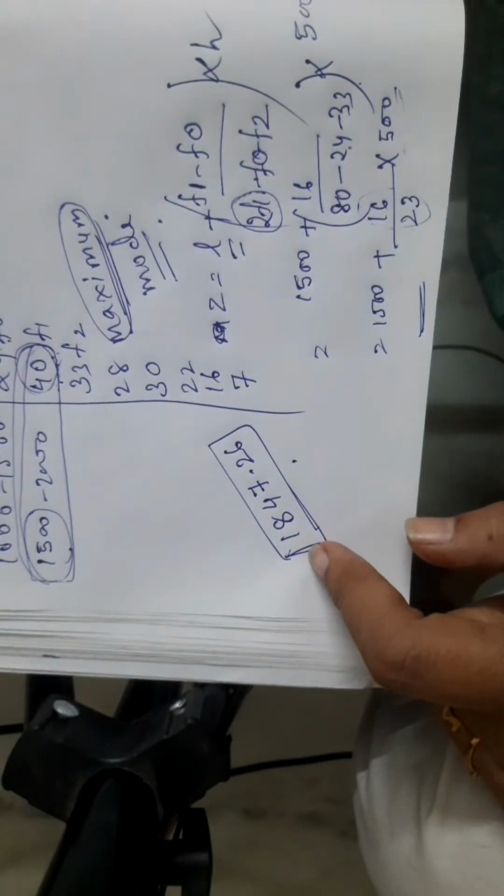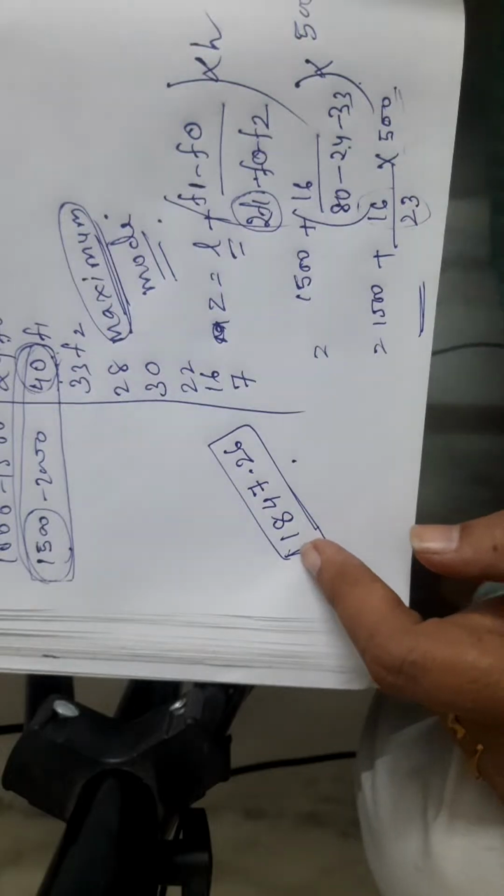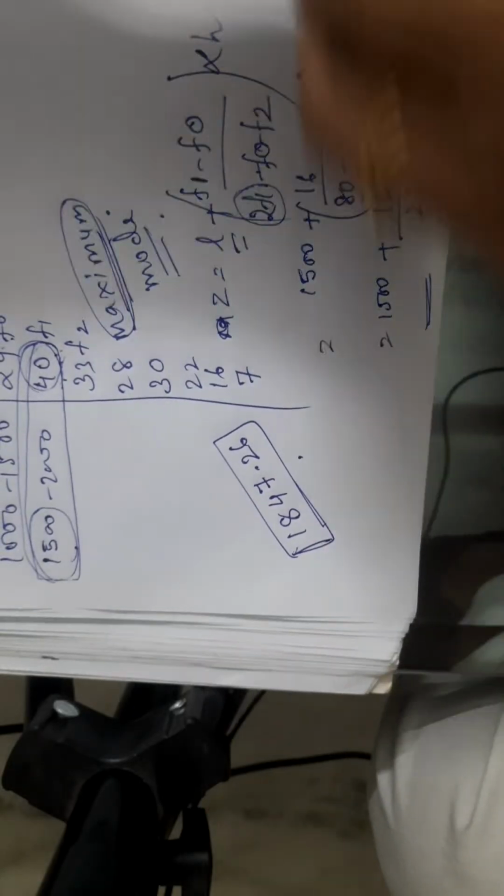Okay, now moving to the next question. So now the 17th question is given. Quadratic equation 2x square minus 3 root 2x plus 9 upon 4 is 0, having two equal roots. So it is given the equation is having two equal roots.